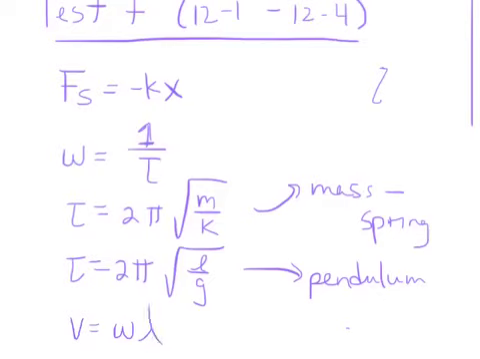V equals omega lambda. Velocity or speed of the wave equals the frequency of the wave times the wavelength. This was from section 12:3. We're going to go over all of it, guys. Relax. Grouping it by section, there's no formulas from section 12:4 to remember.